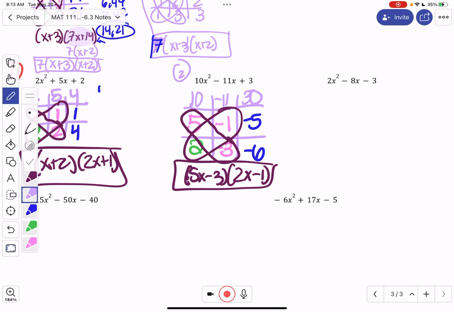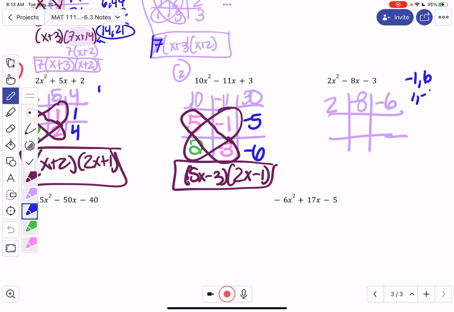All right, next one, there's no greatest common factor. A, B, A times C. To get this, we would do either negative 1 and 6, 1 and negative 6, negative 2 and 3, 2 and negative 3. None of those work, so this is prime.